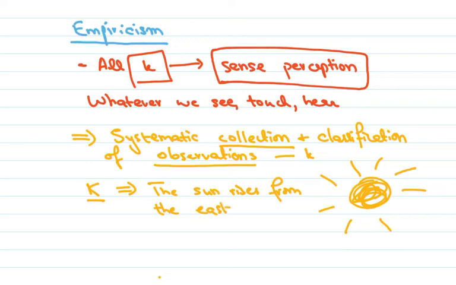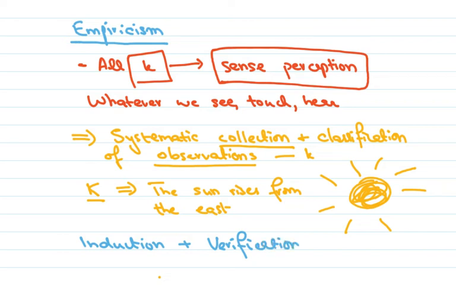Now, there are problems with this line of reasoning as well. So, empiricism basically is marred by two problems. One is that of induction, and the other is what we call the problem of verification. Now, what are these problems?